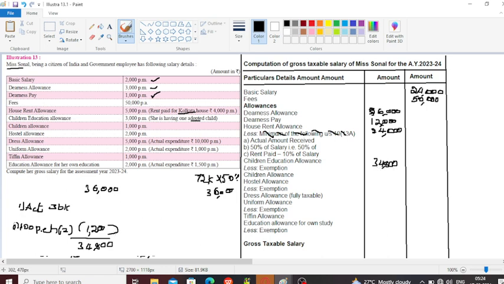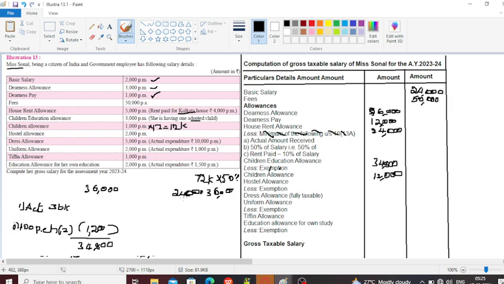And next one is children allowance, which is 1,000 per month. If it is 1,000 per month, per annum will be 12,000. Children's allowance is 12,000. She is receiving it additionally, so that is fully taxable. We have already deducted the exemption. Next one is hostel allowance. Hostel allowance received by Miss Sonal is 2,000 per month. If it is 2,000, it is 24,000 per annum.